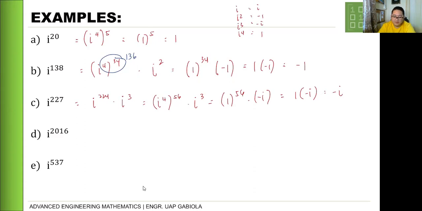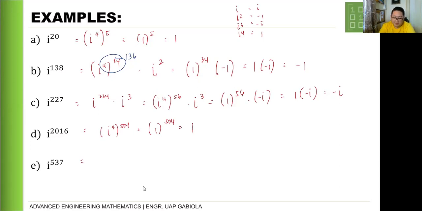So when we check itong other examples natin, i raised to 2016. So 2016, is it divisible by 4? Yes, no? Divisible siya by 4. So we can represent that as i to the 4th raised to 504. And then that will be 1 raised to 504. So equals sa 1. See? i raised to 2016.